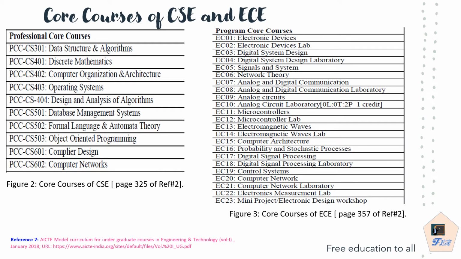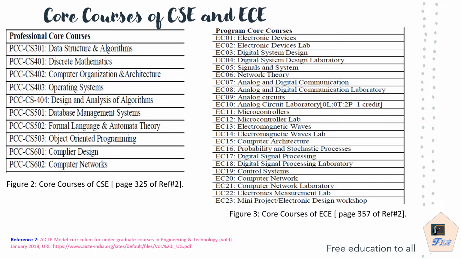Okay, now coming to the course specific subjects. Here figure 2 is showing the core courses of CSE and figure 3 is showing the courses of ECE, and the reference for this is given here. It is once again from the AICTE model curriculum, and if we compare these two, what do we find?